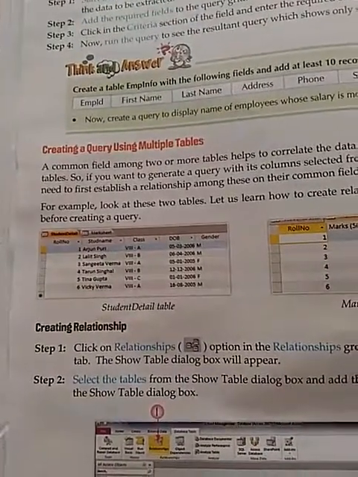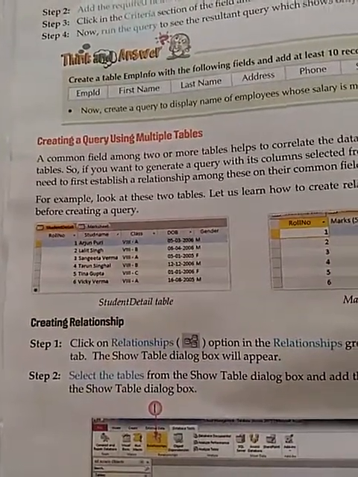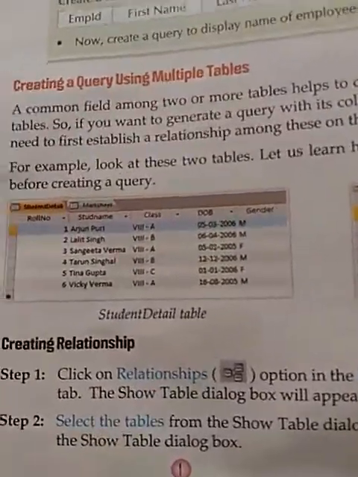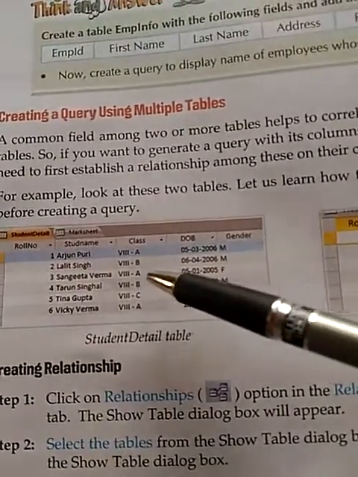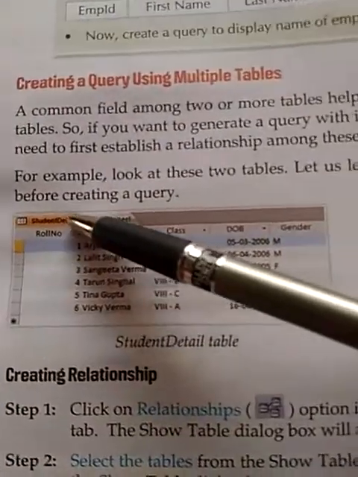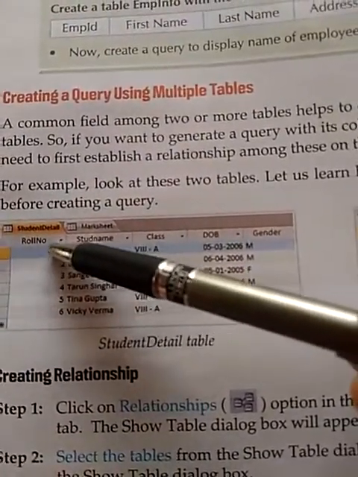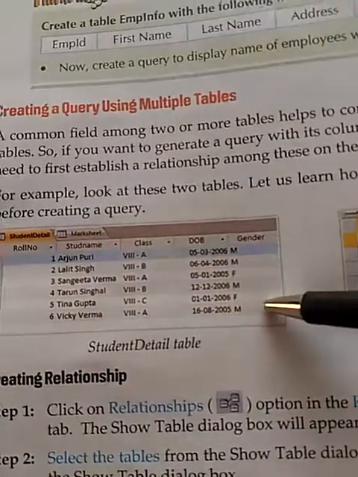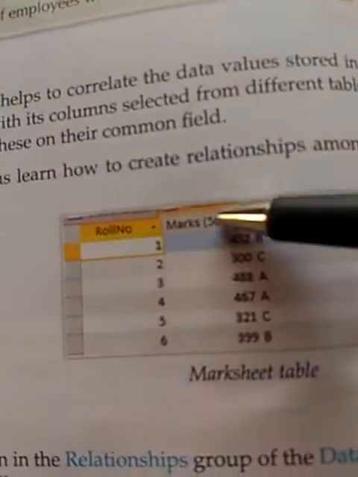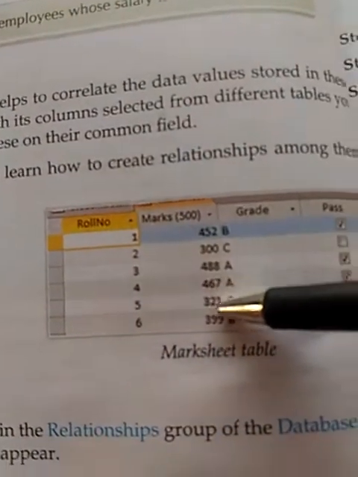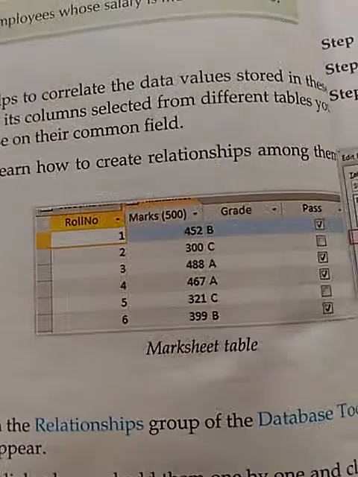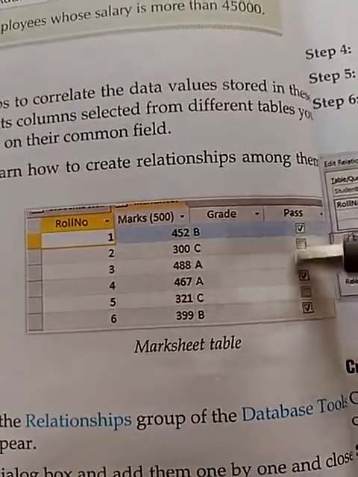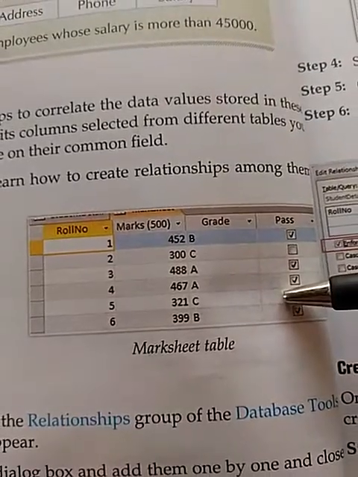In this video, we are going to create a query using multiple tables. Suppose we are having two tables. First is student details, which has these columns: roll number, student name, class, date of birth and gender. And we are having another table, the mark sheet, in which we have the columns roll number, marks, grade and result of pass or fail.